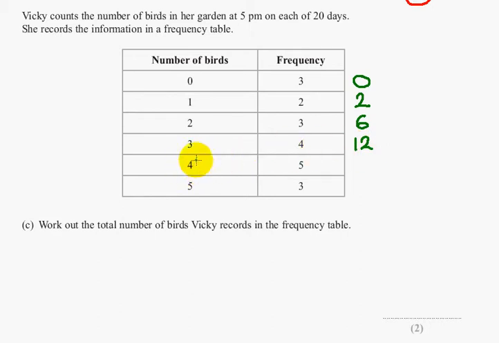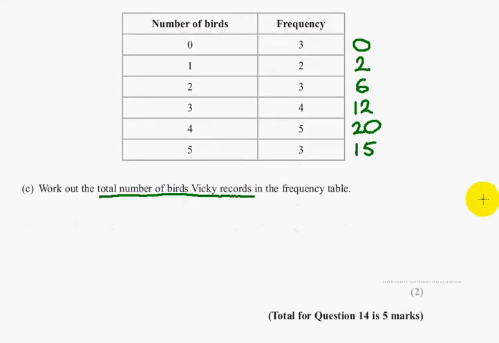She saw 4 birds 5 times. That means that's going to be 4 times 5, which is 20 birds. And 5 birds in the garden she only saw 3 times. So that's going to be 15 birds in total for these 3 days. So work out the total number of birds Vicky records in her frequency table. Well, we need to add up all of these numbers, and that brings us to 55 birds in total that she saw.